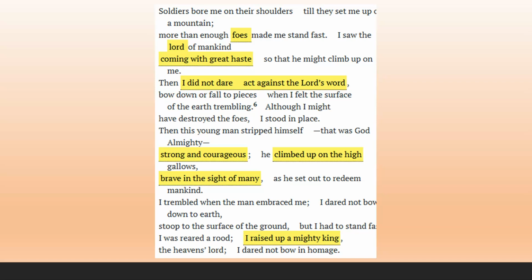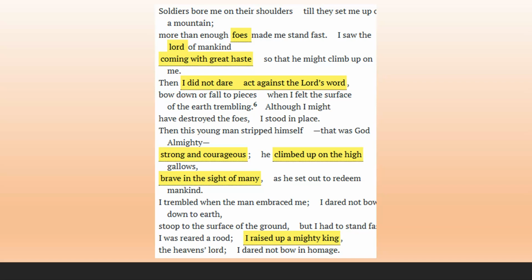Anyway, look, the words that I identified: Lord, foes, coming with great haste, that just seemed heroic to me. I did not dare act against the Lord's word. That sounds also like it falls in. Strong and courageous, that definitely seems to figure in. Climbed up on the high gallows. I didn't include the gallows there. Brave in the sight of many. Brave seems very important. And mighty king. I raised up a mighty king.